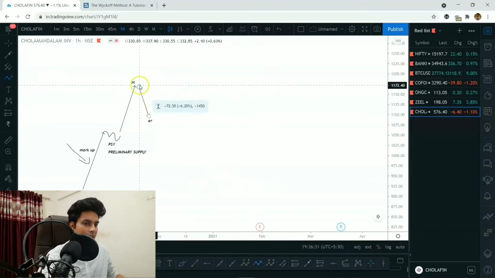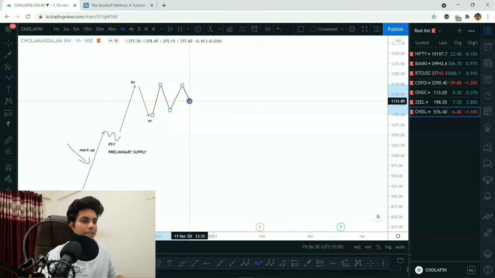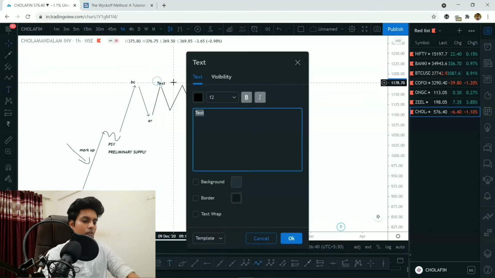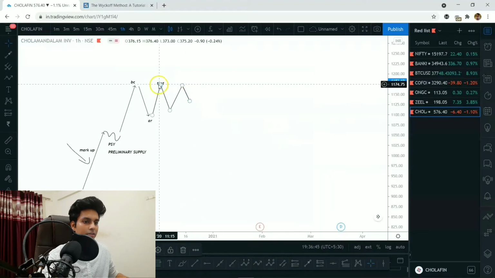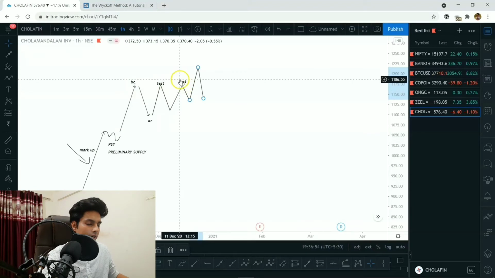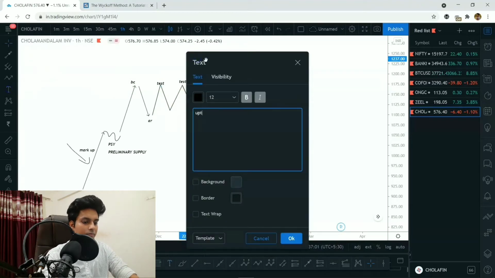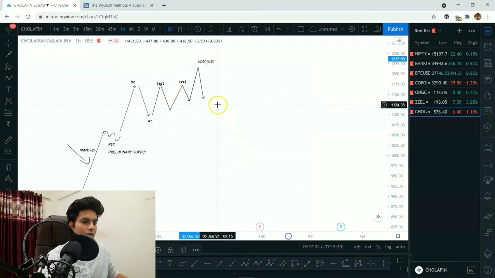Now as you can see, there's a high already created. What the market would do is create more highs. These highs are what the markets call a test. Then the markets move higher, hunting these particular highs, and you will see here an upthrust. This is what we call upthrust.